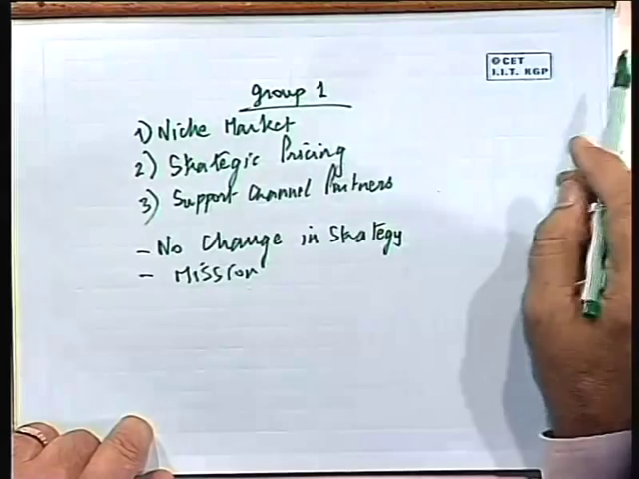You also said strategic pricing. That's a strategy he followed. Niche market, yes. Strategic pricing, and support of channel partners. What do you mean by support of channel partners? Give them a big commission? Not commission, but then? Giving them incentives also.